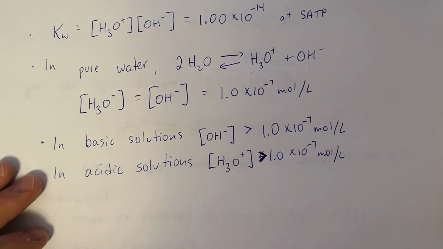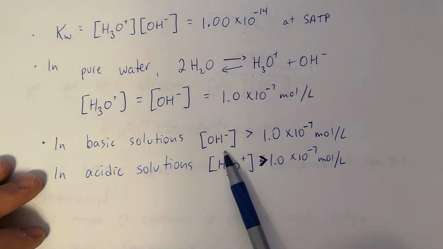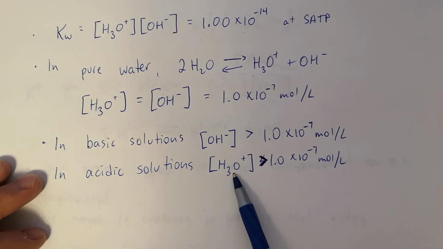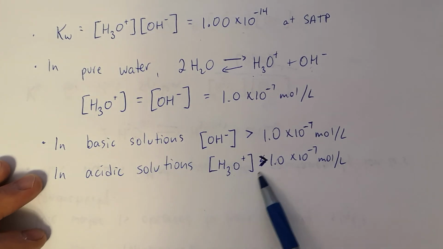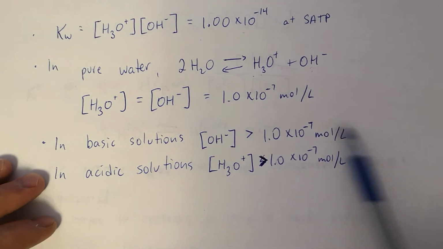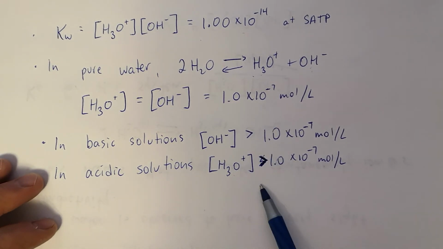And in basic solutions, you just have more hydroxide than water, or a higher concentration, I should just say. In acidic solutions, you have a higher concentration of hydronium than water does. All right, and then the converse is true. In basic, you have less hydronium than this value. In acidic, you have less hydroxide than this value.